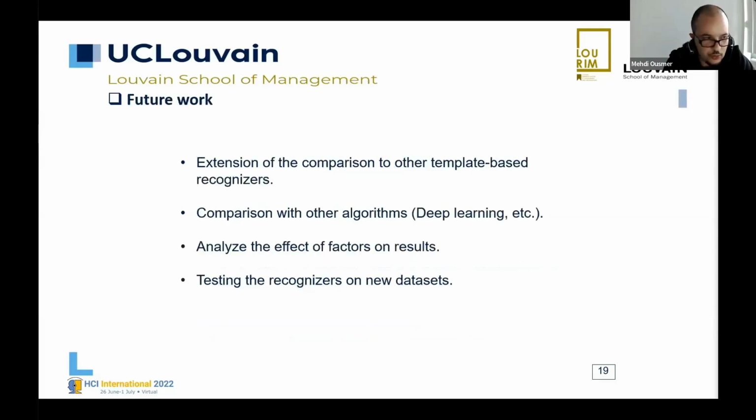For the future, we will add many improvements to enhance this procedure, like adding new template-based gesture recognizers and other algorithms which are based on different techniques. We would also propose the evaluation of the effect of some factors on the measures, like gesture size or the type of gestures. Moreover, we would add other types of gesture datasets to test the recognizers on more complex gestures.